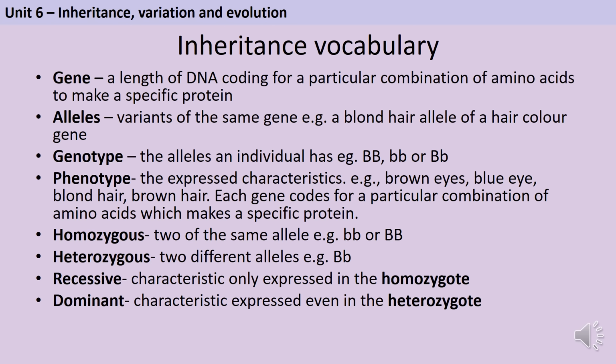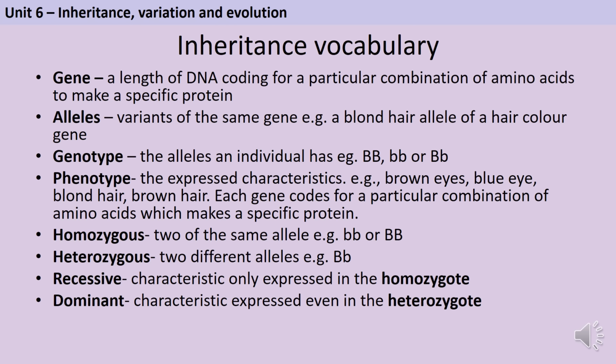Your genotype is the actual alleles that you have. So whether you have two brown hair alleles or a brown hair allele and a blonde hair allele. And then the phenotype is the overall effect. It's what is expressed, what we can actually see. Expressed is a really, really important word here, so you need to be familiar with that.